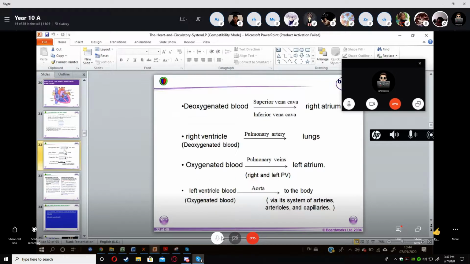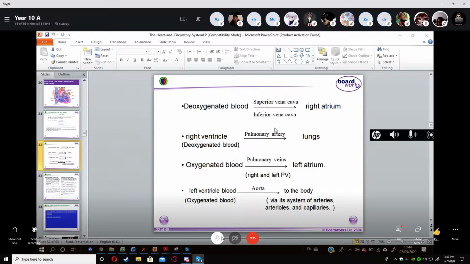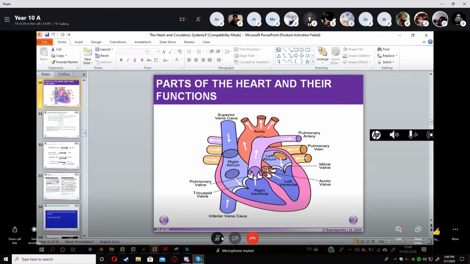I have also done this, haven't I? How the deoxygenated blood moves. Yes, I've gone through this with you. No, I don't think we have done that. Okay, we haven't done it. Okay, then I'll start from here.